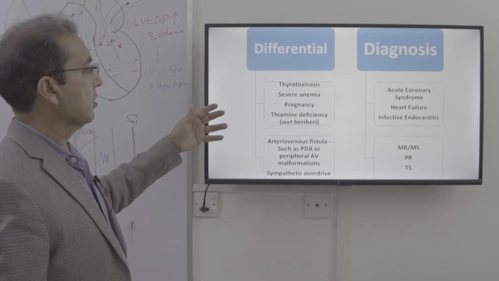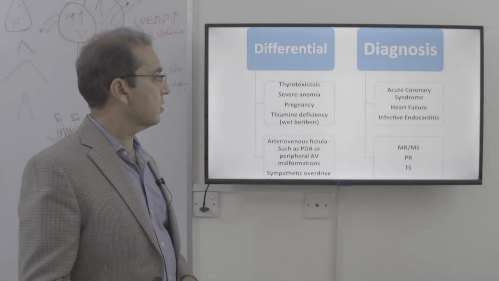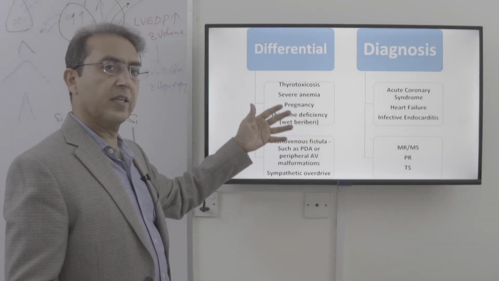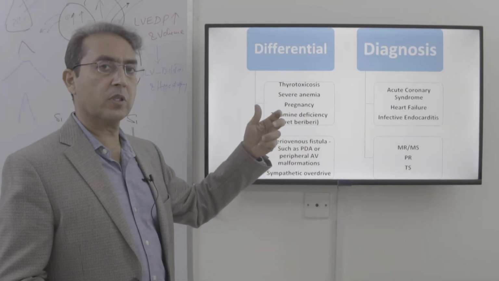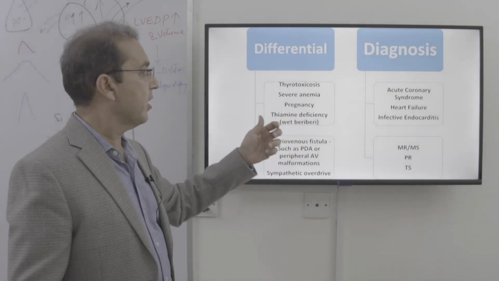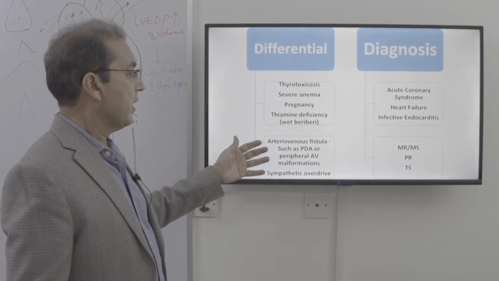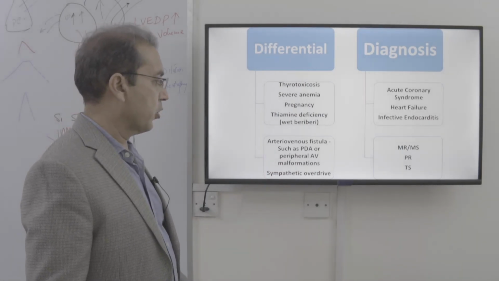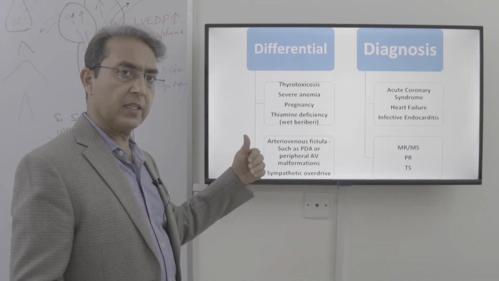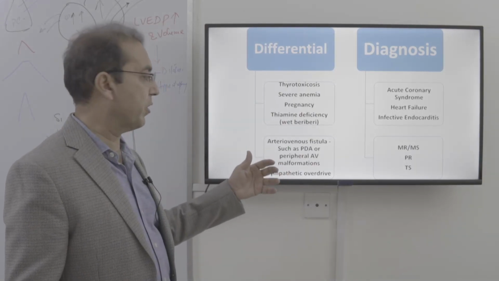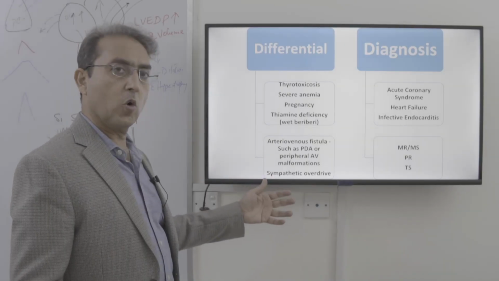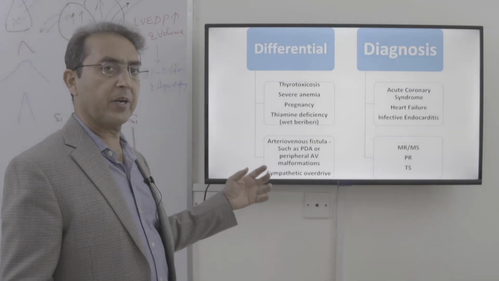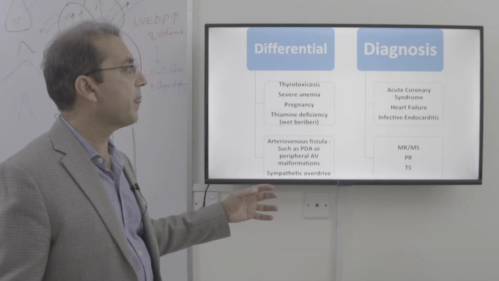The differential diagnosis includes thyrotoxicosis, severe anemia, pregnancy, and wet beriberi. They all produce high output cardiac failure, and they have bounding pulses. Similarly, AV fistulas, particularly the patent ductus arteriosus or AV malformations in the periphery, can present with high bounding pulses. Sympathetic overdrive, where the patient has tachycardia, sweating, and palpitations, has to be differentiated.